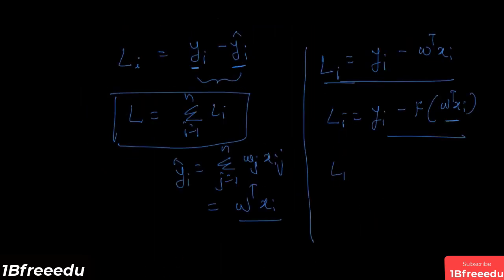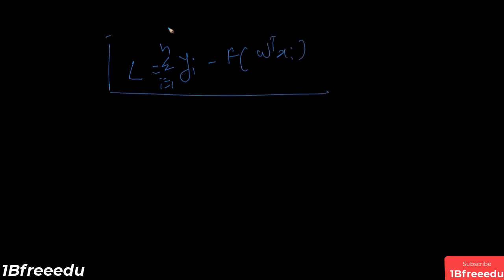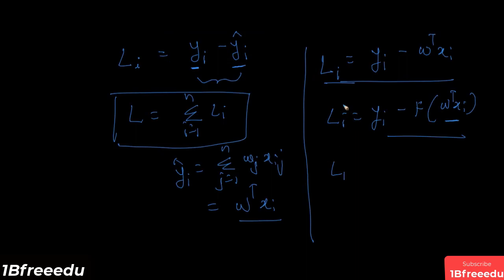Let me go to a new page. So the loss is, in general, the summation over i equal to 1 to n of yi minus f of W transpose Xi. So this is the loss function. And for linear regression, this is a squared loss. This is a squared loss, right? So here also this loss is a squared loss in case of linear regression. So this is a squared loss everywhere.